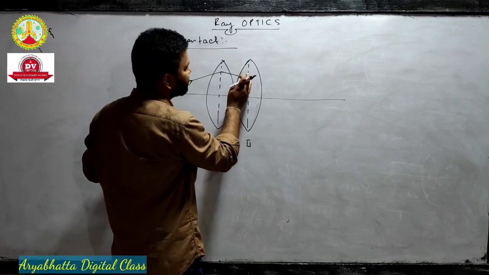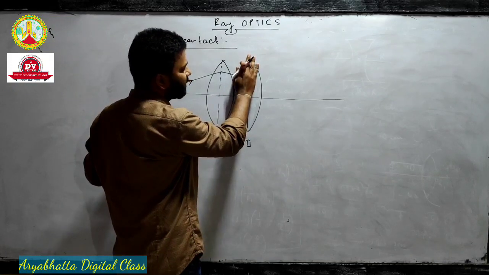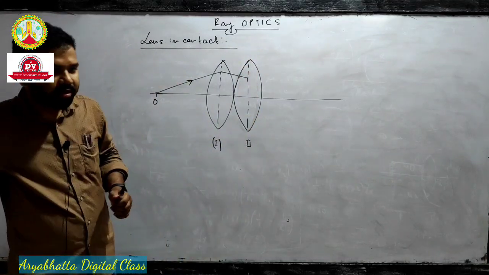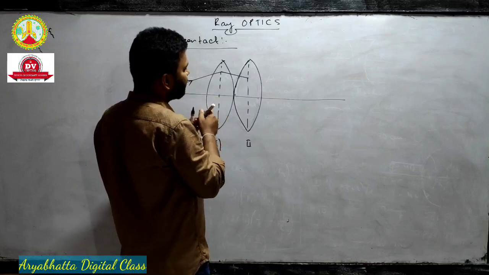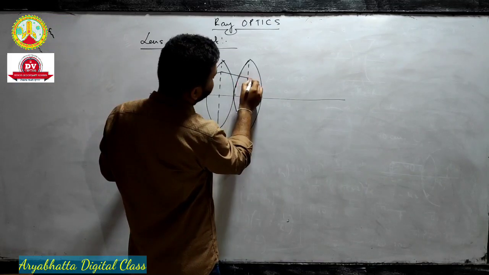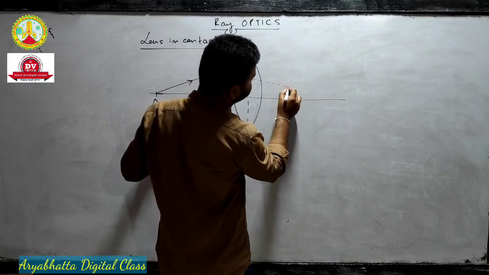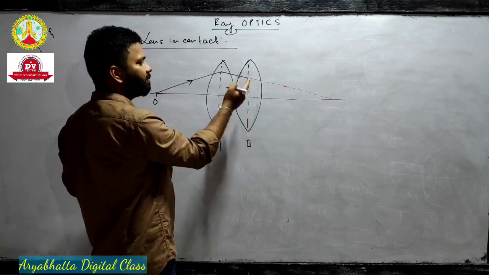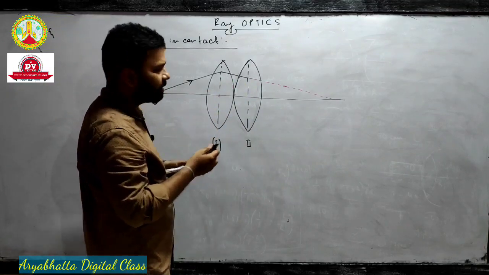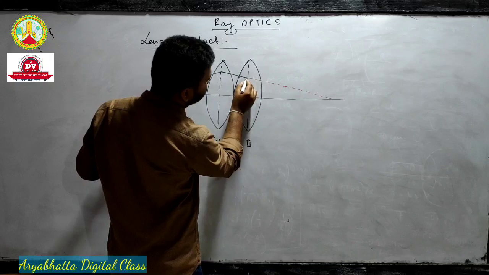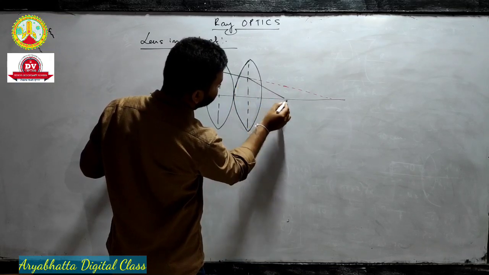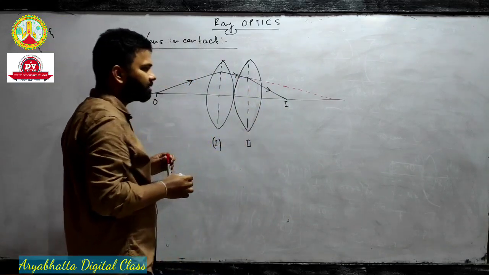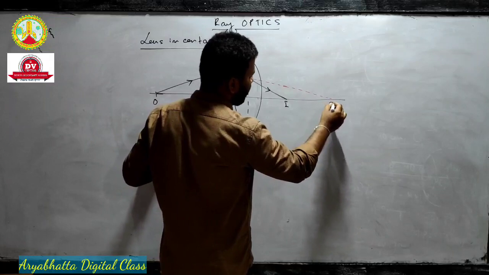Now, suppose in the absence of this lens, suppose this right side lens is not there, then in the absence of this lens, this light ray would have traveled in this direction. Okay? But since this lens is present, what will happen? This light ray will bend further, and finally the image will form somewhere at this location. Okay? Try to understand once again. So this point will be called I dash.